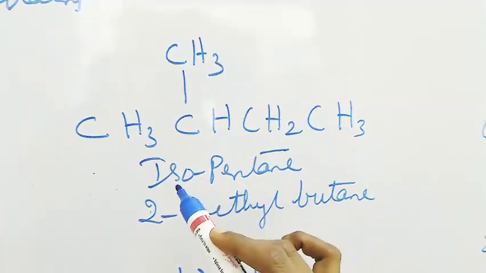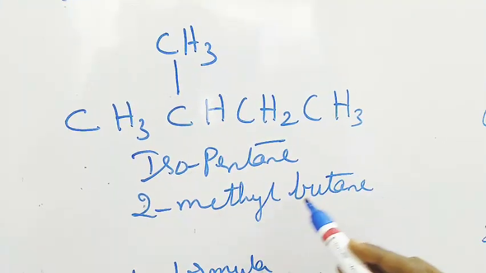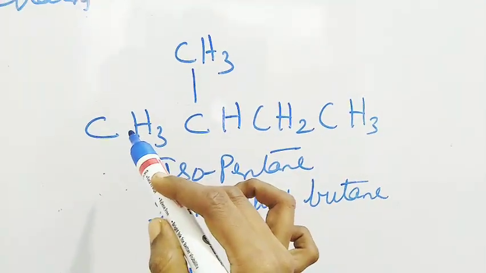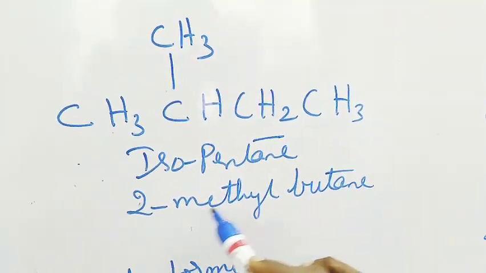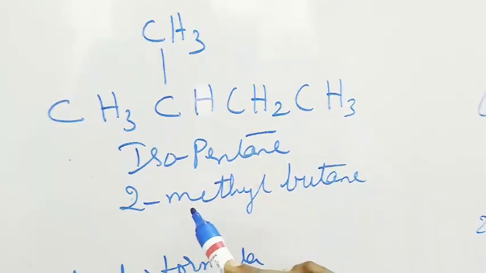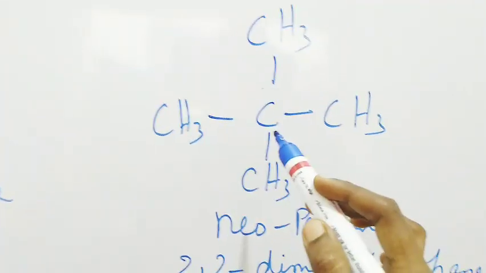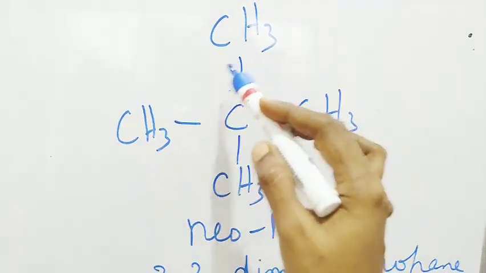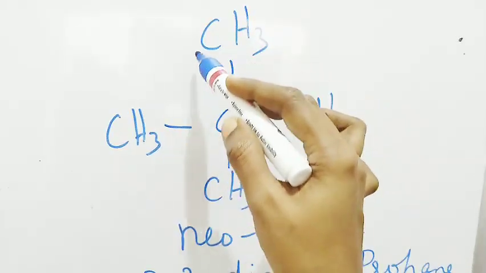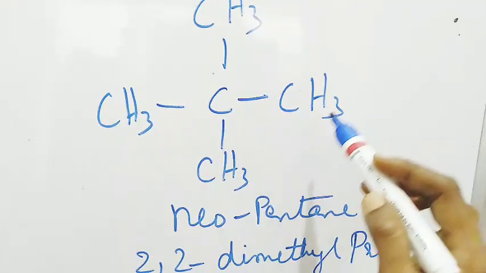Plus 3, 12. So this is called isopentane, or you call it 2-methyl-butane, because how many methyls are there? CH3 is 1 methyl, CH3 is 1 methyl. So you call it isopentane or 2-methyl-butane. One more is there, CH3, CH3. So you are having carbon in the middle which is having single bonds with all the methyl groups. CH3 is methyl, CH3, CH3, CH3.